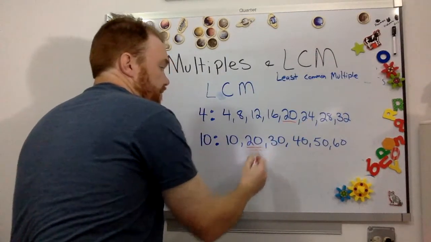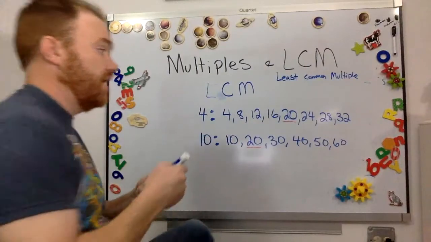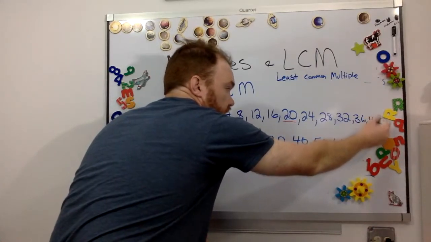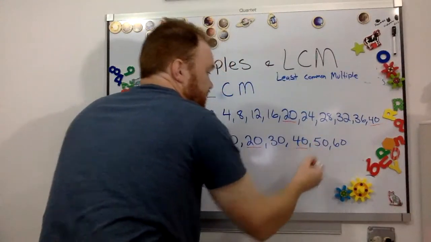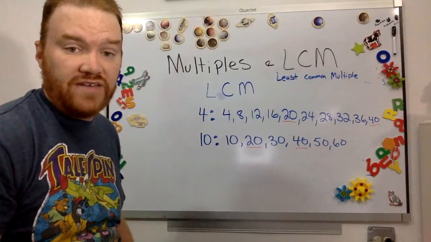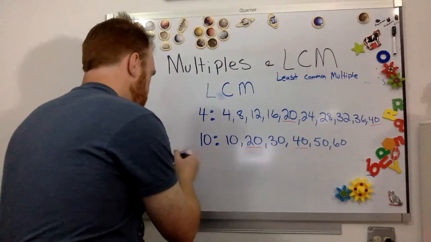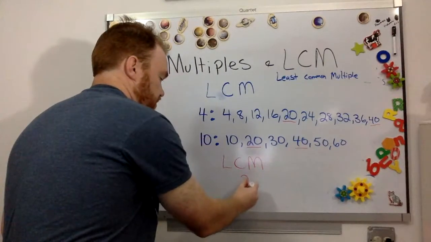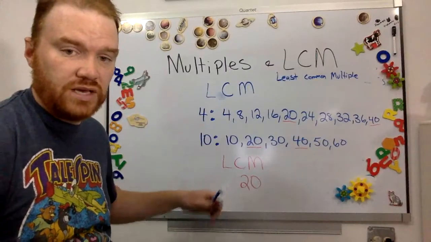Now 20 is a common multiple. If I keep going to 36 and 40, I can also say that 40 is a common multiple. Now 40 is a common multiple, but it's not the least common multiple. It's not the smallest multiple that the two lists have in common. So 20 is my least common multiple. So the LCM is 20. I hope you guys can see that LCM is 20.